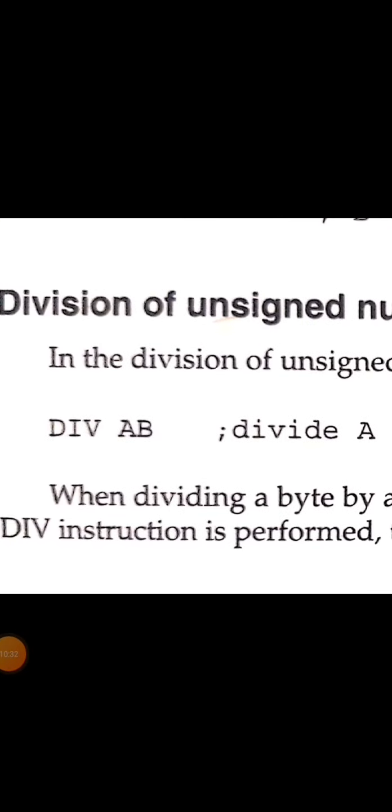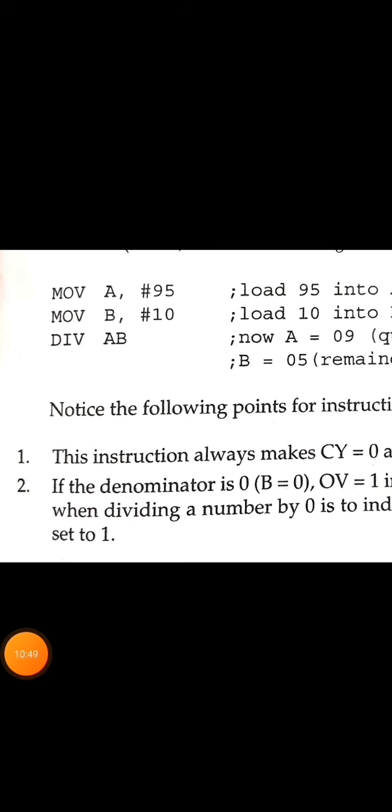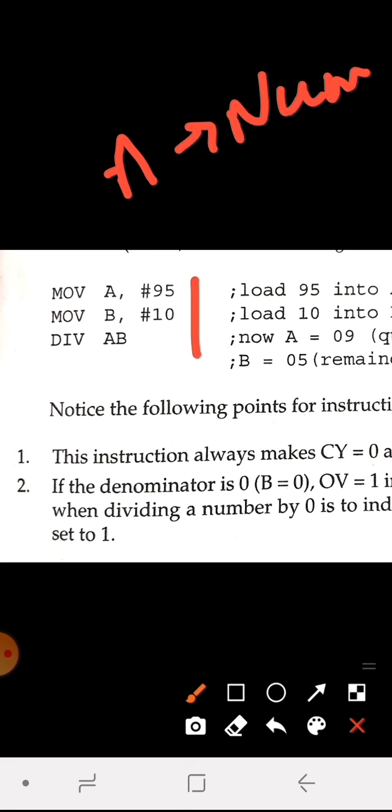So next we have division of unsigned numbers. The instruction is DIV AB, which divides A by B. So here we will be looking at the quotient and remainder. The quotient will be present in A and the remainder will be present in B. I have taken one example. Here you are loading the accumulator with 95 and the register B with 10. So now A will be holding the numerator and B will be holding the denominator.